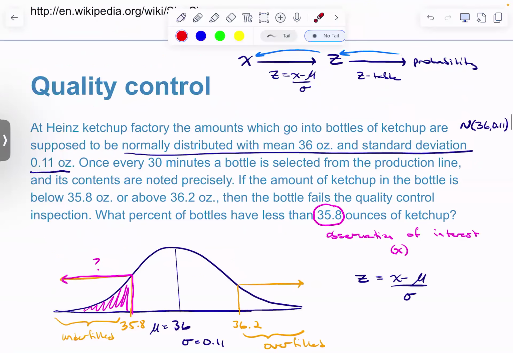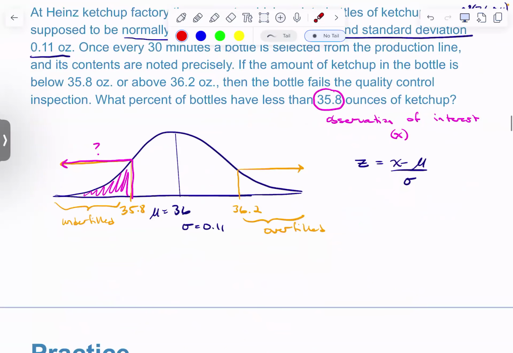First you have to figure out, do I have an X or do I have a probability? In our case, we have an X, 35.8 ounces. I need to turn it into a Z, so I need to use this formula. 35.8, how far is it from 36? The mean of 36 with the standard deviation of 0.11. 35.8 minus 36, then divided by 0.11.